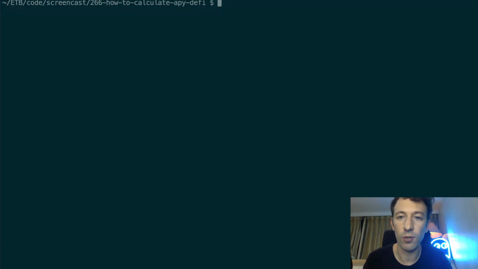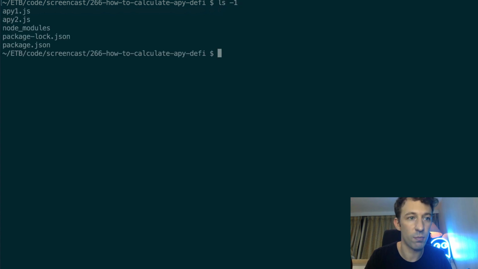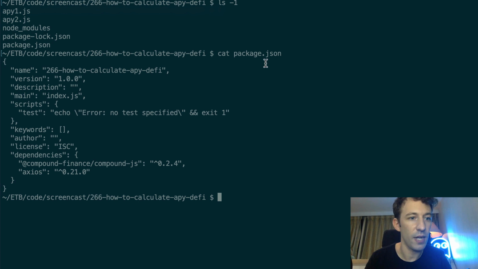So in this section, I'm going to explain how you can write a Node.js script to get the APY of Compound. So here I have a Node.js project with a couple of scripts, and I've also installed some dependencies. So let's see what I installed. The main dependency is the library of Compound, Compound.js, and Axios. I'll explain later what it is used for.